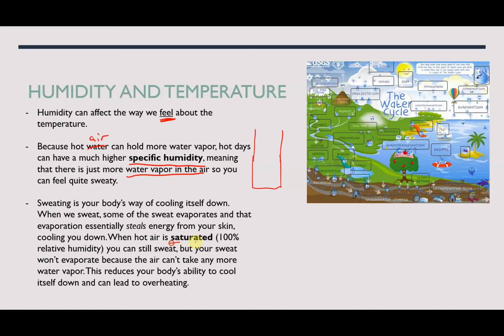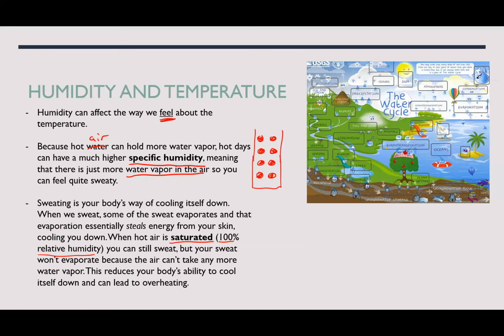Now, when hot air is saturated, that means it's holding 100% of the water that it can. You can still sweat, but your sweat can't evaporate. Remember that if you're on a hot day and it's relatively humid, then you have as much water vapor in the air as you can possibly hold. There is no more water that can evaporate because that water has no space. So the sweat that's on your skin can no longer evaporate. And so you're no longer able to cool yourself down.